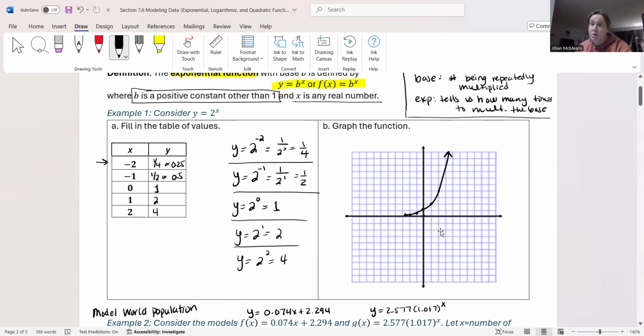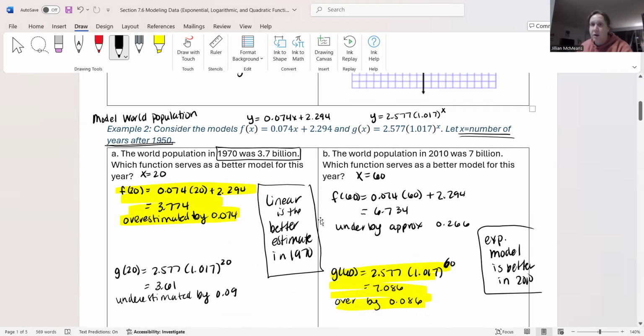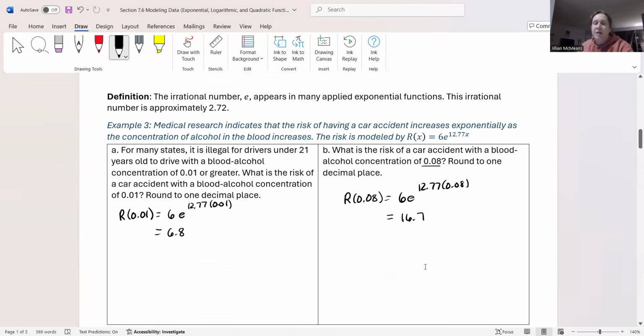Make sure you know how to just graph one by hand. You can also use Desmos to create the table of values, but you need to be able to plot those points by hand. And make sure you understand how to play around with these word problems. In this case, we were looking at whether a linear model or an exponential model did a better job estimating the world population. And then we had this exponential model, which represented the risk of accident with a particular blood alcohol level. Desmos is a really cool tool for stuff like this because it can do some of that plugging in for you. It can create those tables of values really nicely.